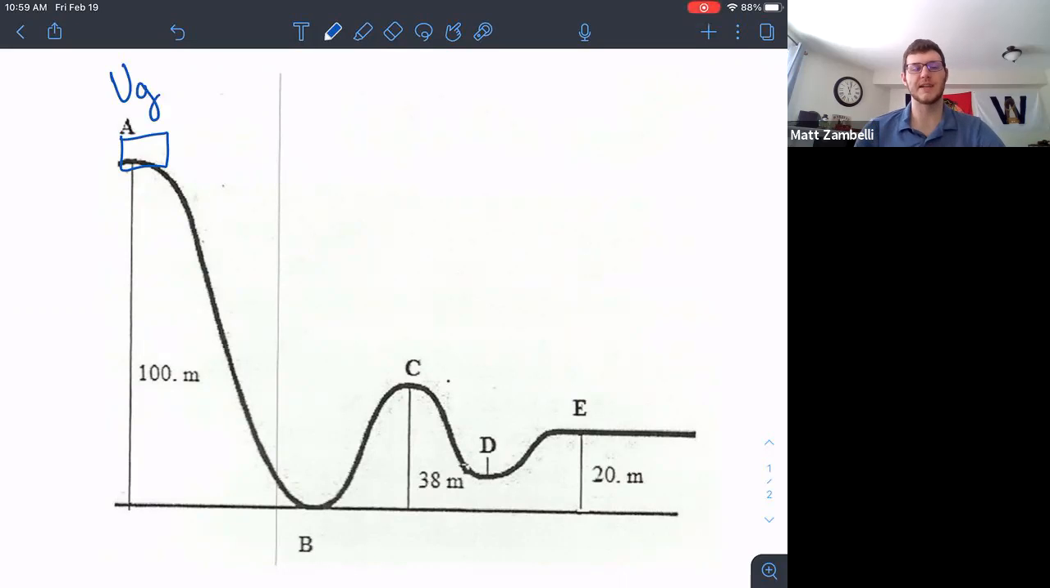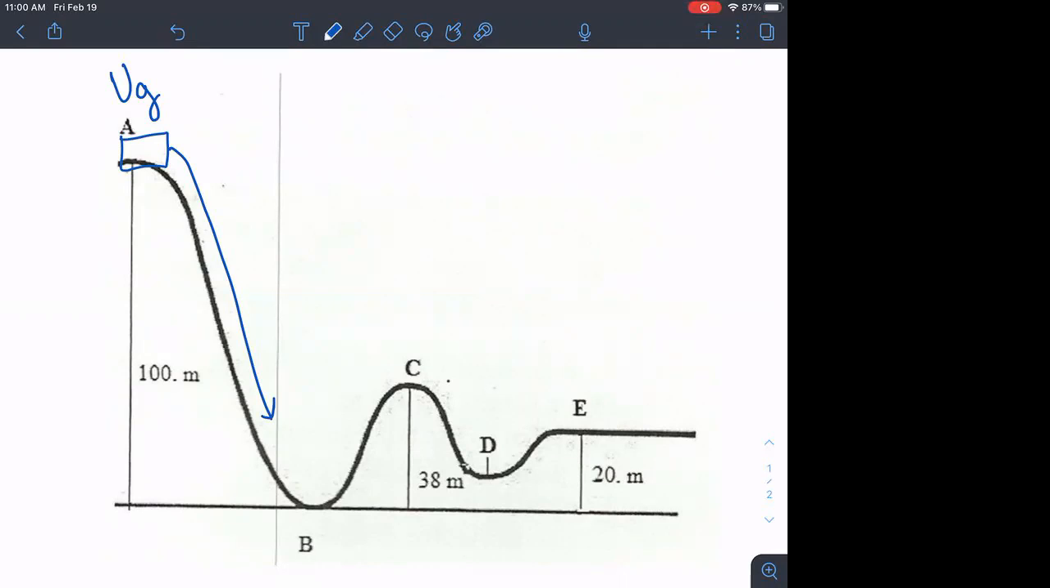We still have that gravitational potential energy, and this is the start of our roller coaster, which means we haven't done anything, so there aren't any other forms of energy to have. What happens as we go to B? There's kinetic energy. All right.